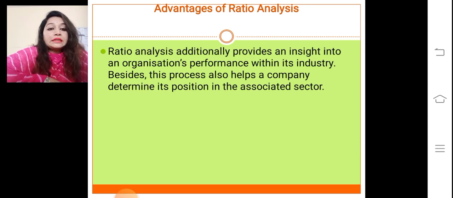Next, ratio analysis additionally provides an insight into an organization's performance within its industry. Besides this, the process also helps the company determine its position in the associated sector. These are some of the advantages.